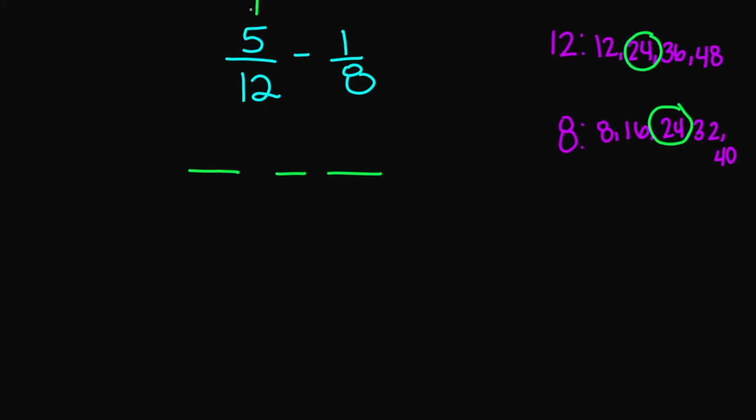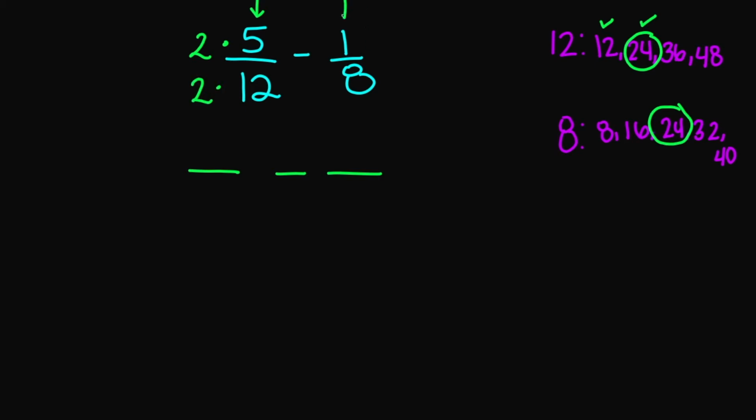So we're going to look here, 5 over 12. What number do I need to multiply my 12 with that's going to give me 24 in the denominator? We have 1, 2. I'm going to multiply top and bottom by the number 2. That's going to give me 24 in my denominator.